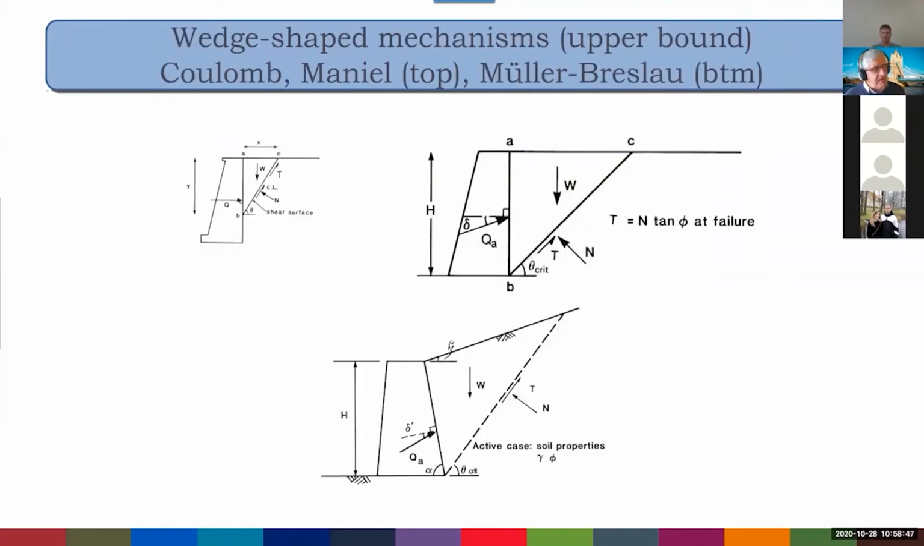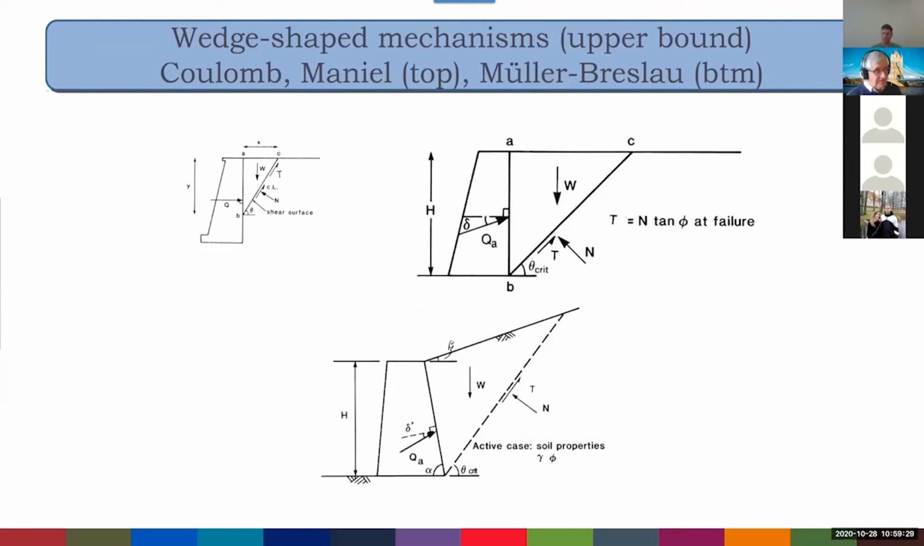So let's look at the way that these mechanisms differ. And here I brought together three different types: Coulomb, Maniel, and Muller-Breslau. These all assume wedge-shaped mechanisms, which means that the results that you get are upper bounds to the value because they're assuming a mechanism. You can see the forces. They basically assume a wedge shape. They do some calculations on the forces, and they end up with an earth pressure coefficient, which allows you to get the thrust Qa.